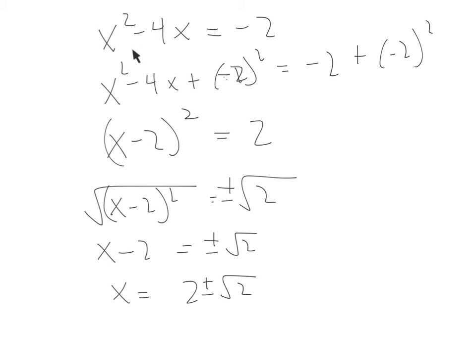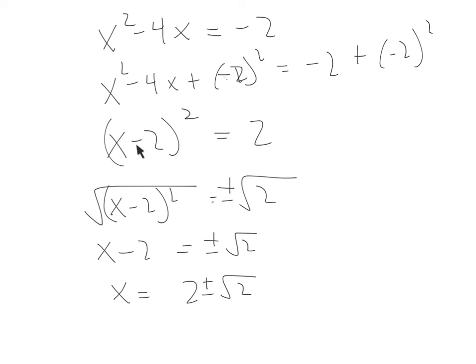We divided both sides by 3 to get that, right? And we want to make this a perfect square, so we're going to take half that minus 4 and square it, and add it, and then add the same thing to the other side. So this gives us a perfect square. We have x squared minus 4x plus 4 is just (x minus 2) quantity squared, and then minus 2 plus 4 is plus 2.